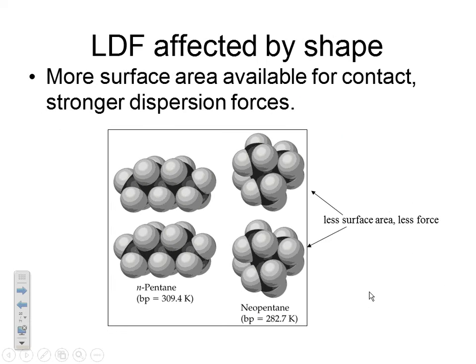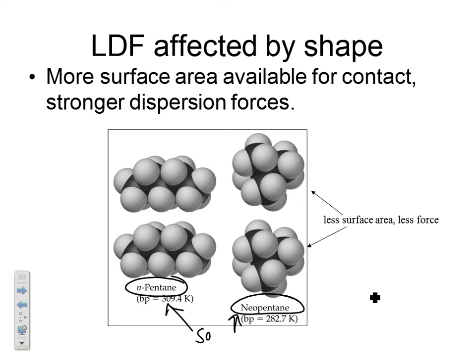Now, London dispersion forces are also impacted by the shape of the molecule. You could have 2 molecules that have the same number of electrons. Both of these are pentane, meaning they have the same amount of electrons.